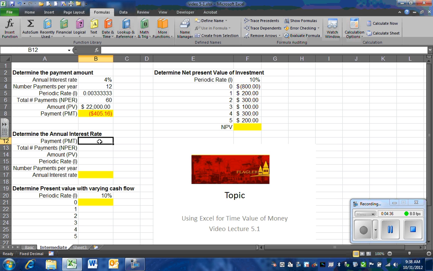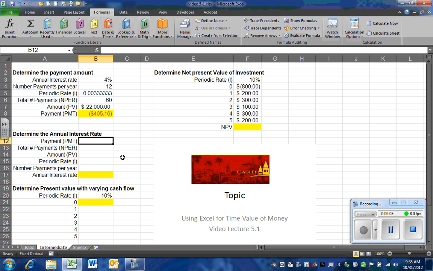We could also use Excel to determine the annual interest rate. So let's look at an example. Instead of this being the purchase of a vehicle, we are going to lease a vehicle. And we have done our homework, and we know the price of the vehicle. We want to solve for the annual interest rate that is built into the lease. All leases have a built-in interest rate.